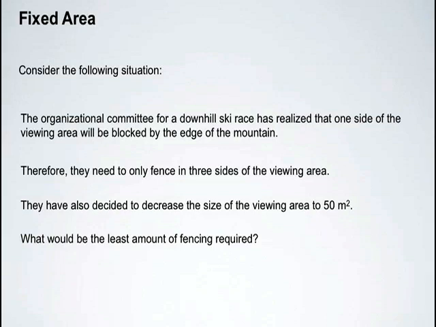We need to find out what the least amount of fencing would be that's required to fence in an area of 50 meters squared for their viewing area. We're going to create a chart to determine the dimensions with the smallest perimeter for the viewing area. Now in that chart, we're going to consider several different shapes that this viewing area could be.